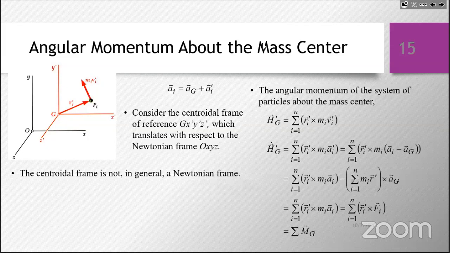So we can do this, right? And the whole point of this, the punchline of this proof here, is what? Well, it turns out that if I take the derivative of the angular momentum about my center of gravity, it is just equal to the sum of my moments about the center of gravity.